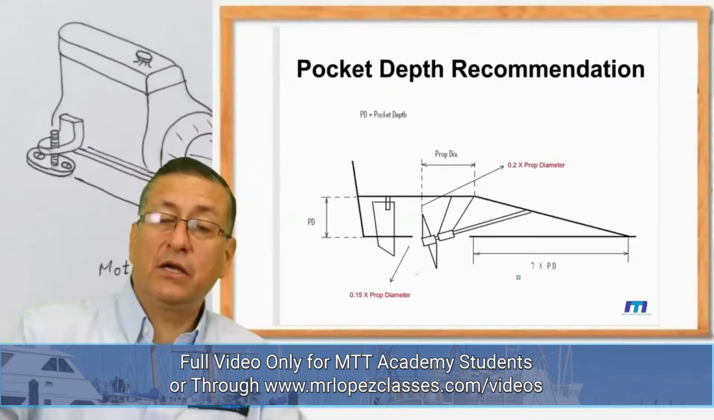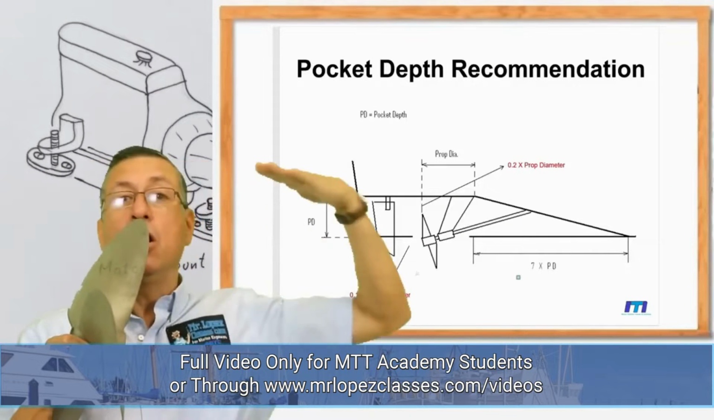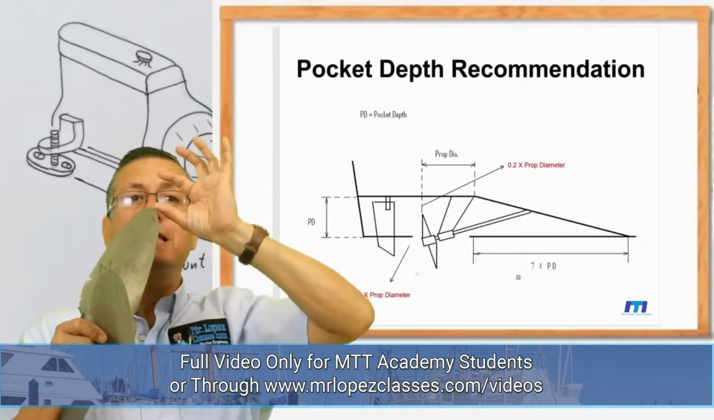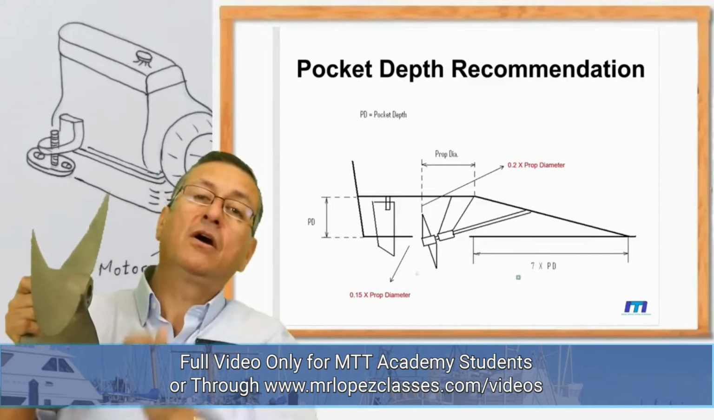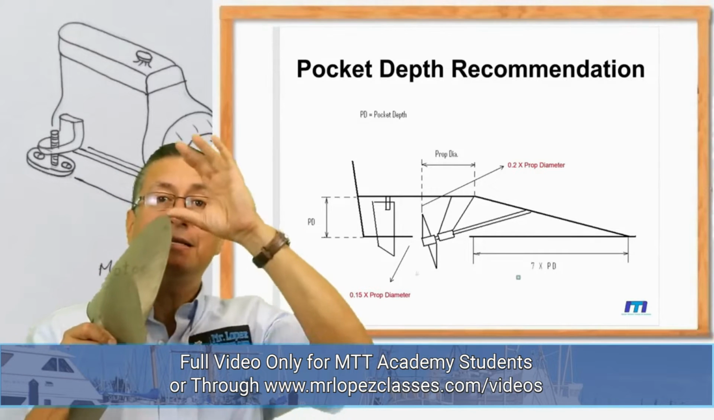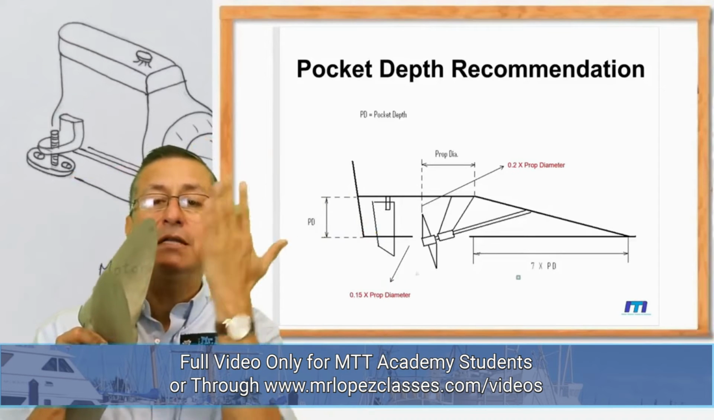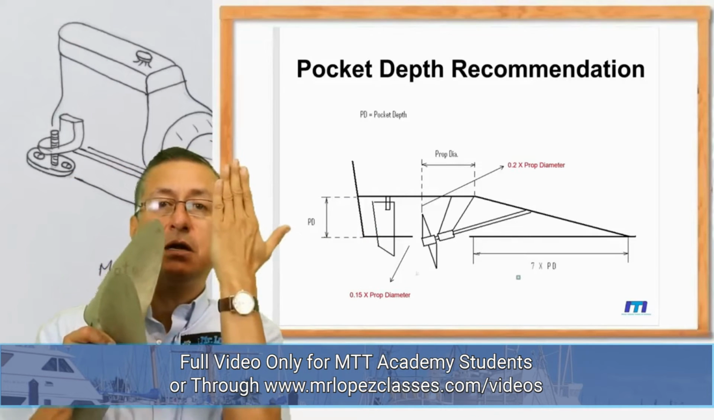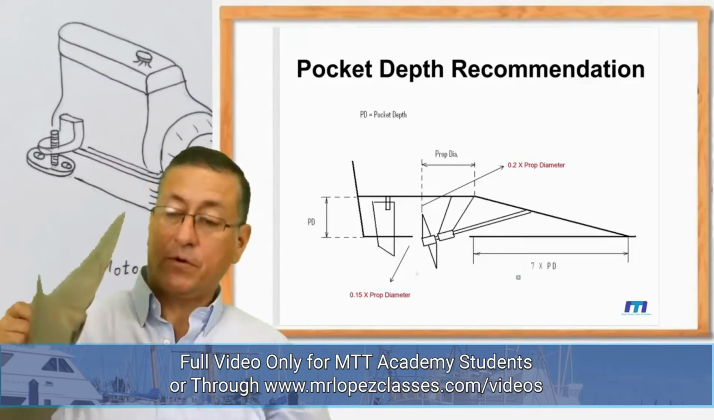Perfect. The propeller should be separated. On top, this is the hull, and this is the propeller. That distance should be minimum 20% of the diameter of the propeller. That is the distance between the hull and the propeller. And suppose that this is the rudder. The distance between the propeller and the rudder should be minimum 15% of the diameter of the propeller.